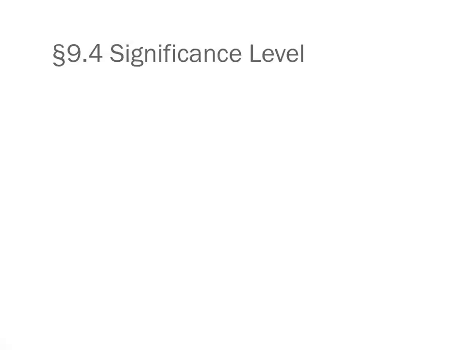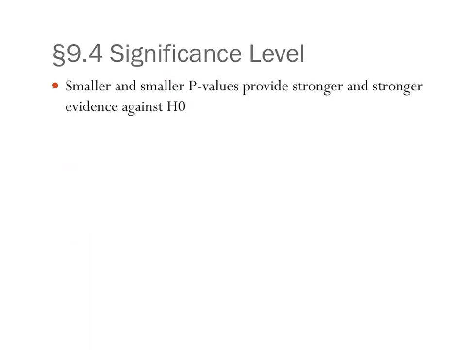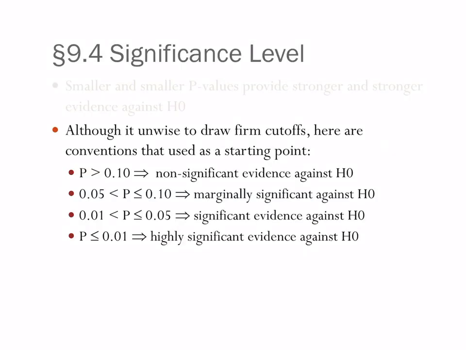We're going to start off with section 9.4, the significance level. As we said, a smaller and smaller p-value provides stronger and stronger evidence against the null hypothesis. Although it is unwise to draw firm cutoffs, here are conventions that are used as a starting point.